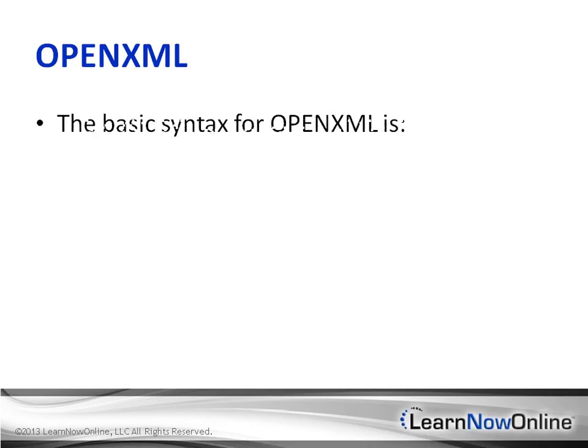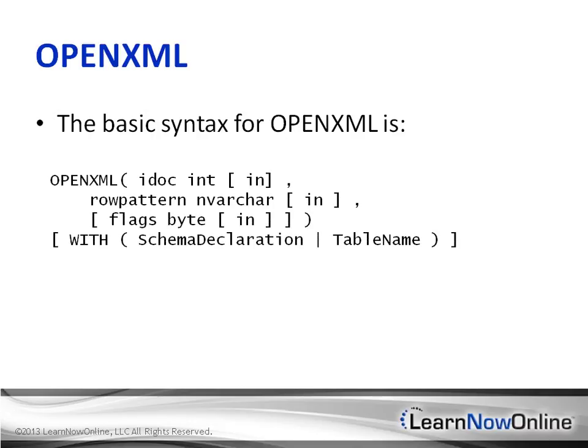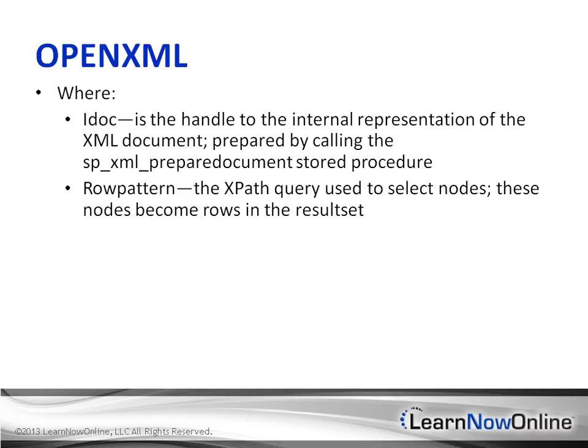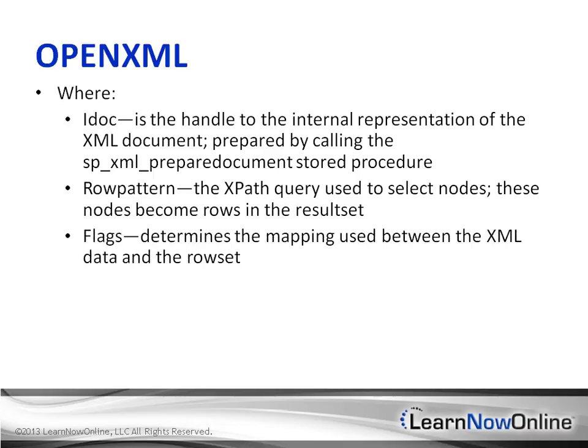The basic syntax for OpenXML is as follows. Let's take a look at some of the details. IDOC is the handle to the internal representation of the XML document, and that's prepared by calling the XML prepare document stored procedure. Row pattern is an XPath query used to select nodes. These are nodes that will become rows in the result set. There are flags available which determine the mapping between XML data and the row set.